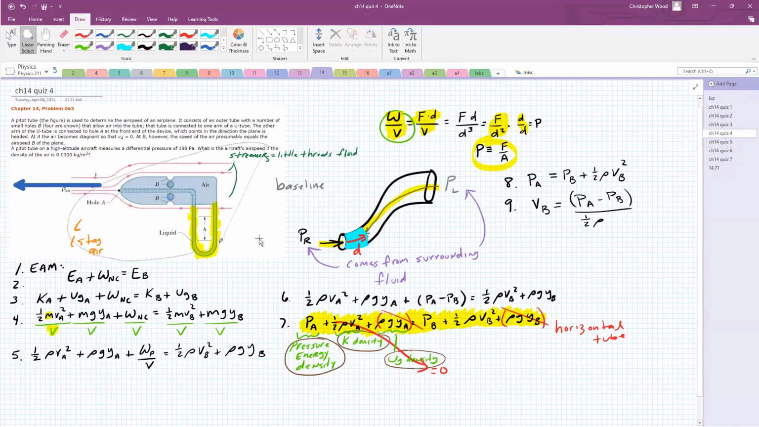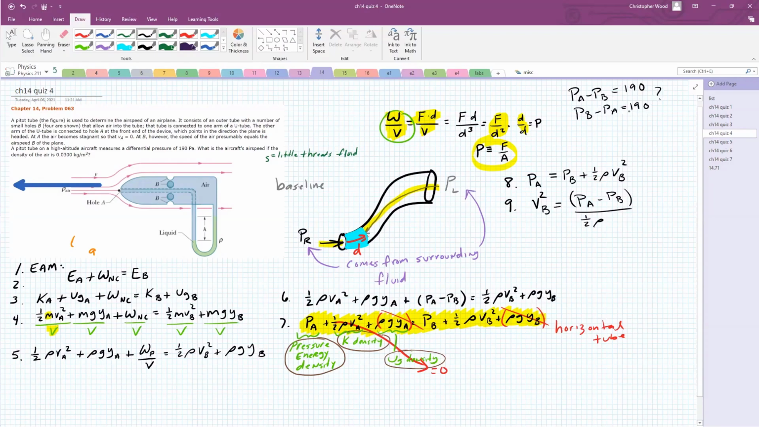Do you square root that? Good one. Yes, you do. Good catch. Okay, so a pitot tube on a high altitude aircraft measures a differential pressure of 190 pascals. So differential pressure means pressure difference. So the only question I have is, is this the difference? Is PA minus PB equals 190, or is PB minus PA equals 190?